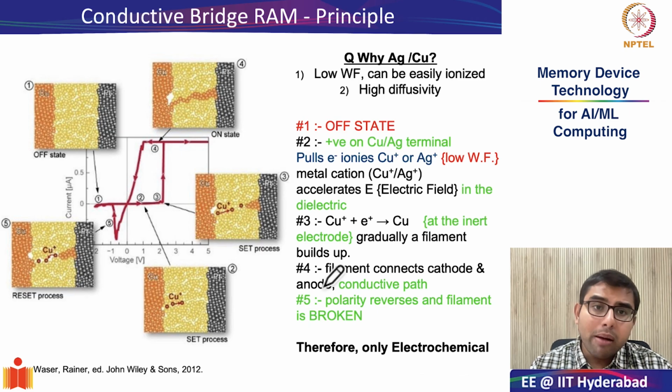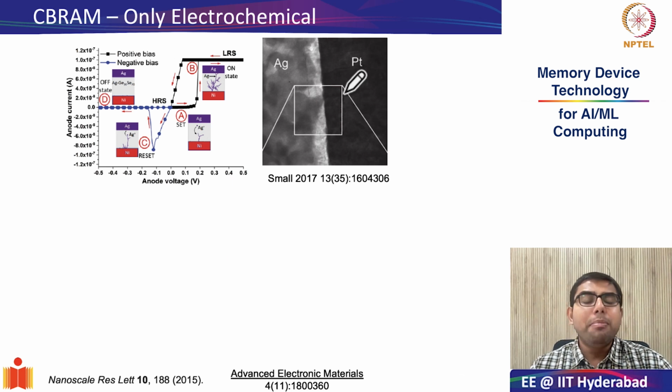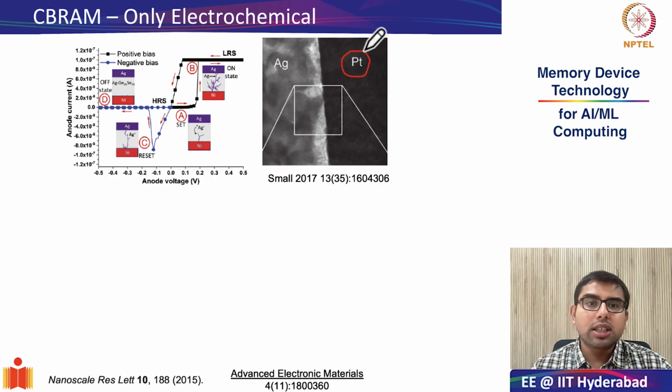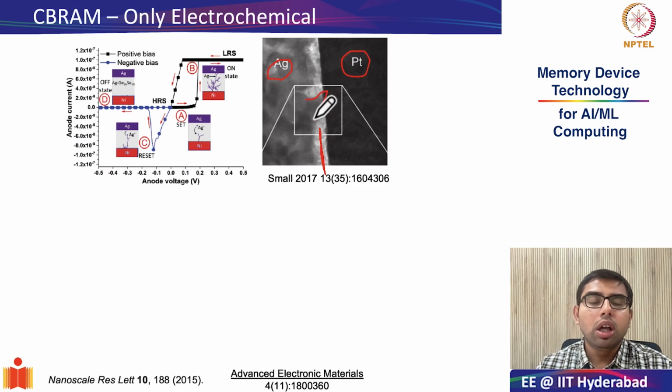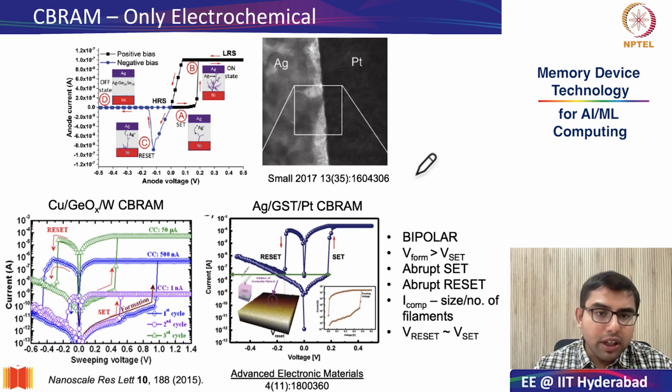So let us look at some practical examples of CB-RAM. As you can see, the filaments in CB-RAM can also be imaged through transmission electron microscopy. This is your platinum electrode, which is a high work function inert material, and this is your silver, which is your active material. This is your oxide or your solid electrolyte, and this is the formation of your conductive filament consisting of silver atoms.